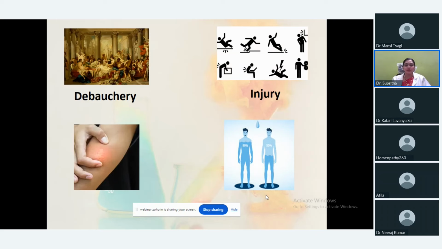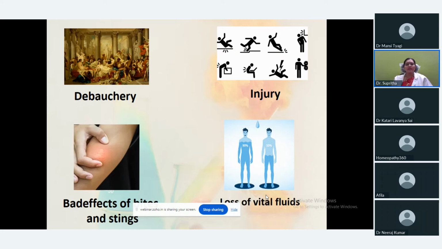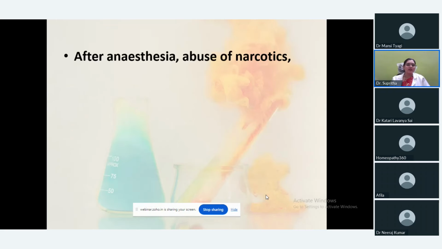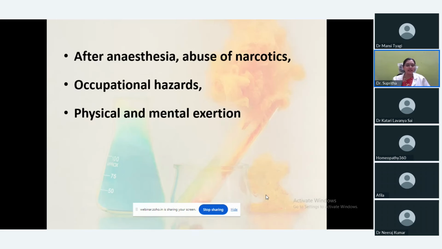Then injury we can compare with remedies like Arnica, Ruta, Bellis. Coming to the other ailments, bad effects of bites and stings. Here we can compare with the animal remedy, that is Apis mellifica. Another ailment is loss of vital fluids. Loss of vital fluids, we can compare the remedies like China. So ailments after anesthesia, abuse of narcotics, occupational hazards, physical and mental exertion, infections, bacterial and viral.